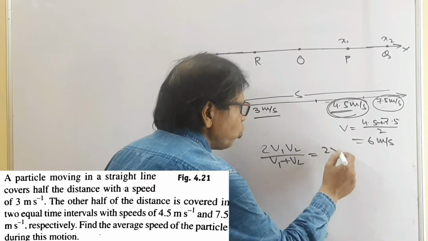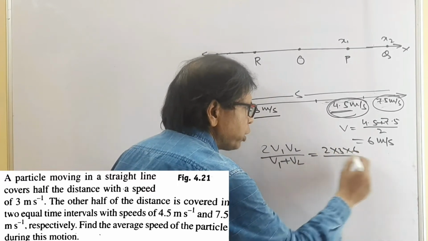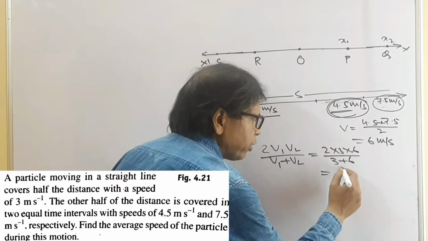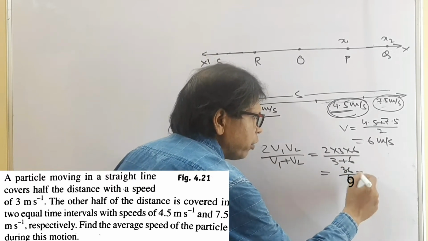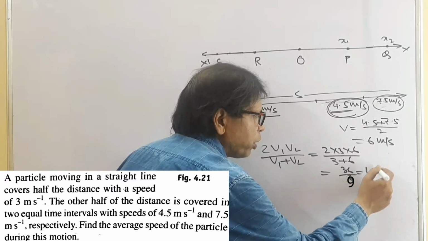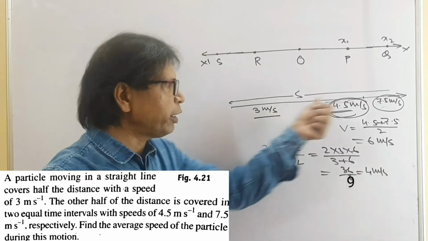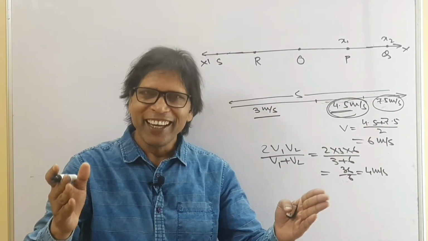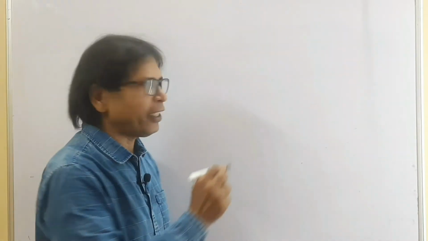So this is 2 into 3 into 6 divided by 3 plus 6. So look at this, this is 36 by 6. So this is 4 meter per second, the average speed or average velocity of the particle. Okay. Next, now acceleration.